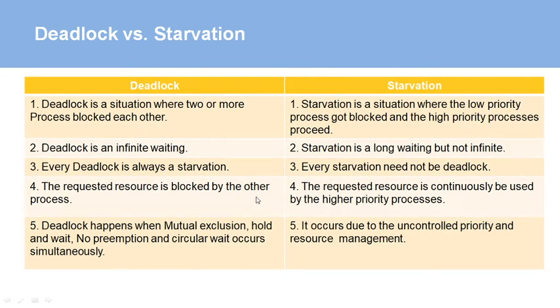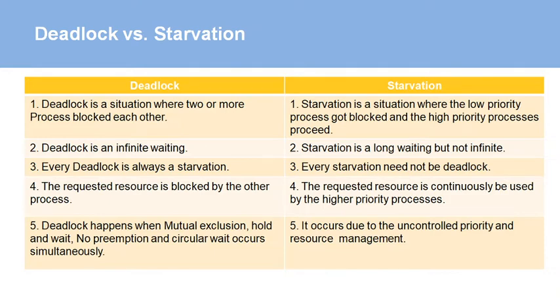Okay, now let's see the difference between deadlock and starvation. So what is a deadlock and what is starvation? We'll see the difference. Deadlock is a situation where two or more processes are blocked by each other. What happens here is a process is holding a resource and it is also requesting other resources which are being held by some other process. That is known as deadlock.